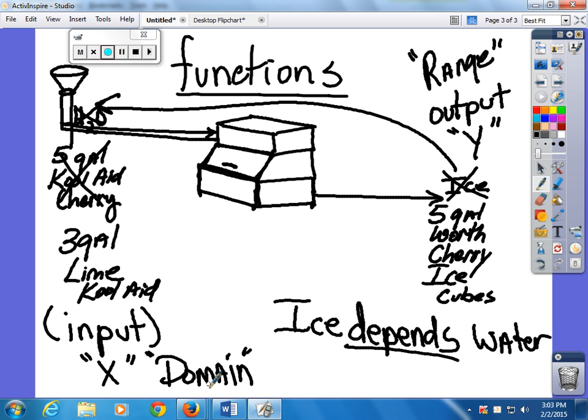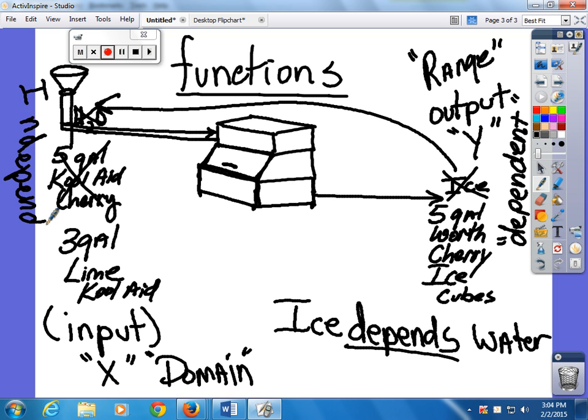So therefore, what is this called? This is called the dependent, and this would be called independent. So have you ever heard of the dependent variable and the independent variable? Now you know. X is always the independent variable.